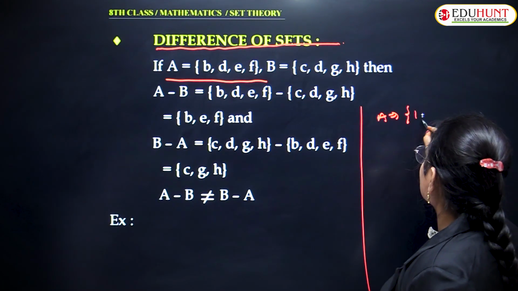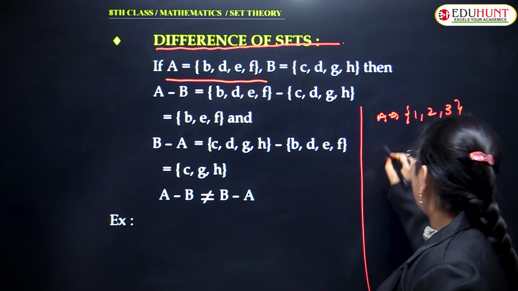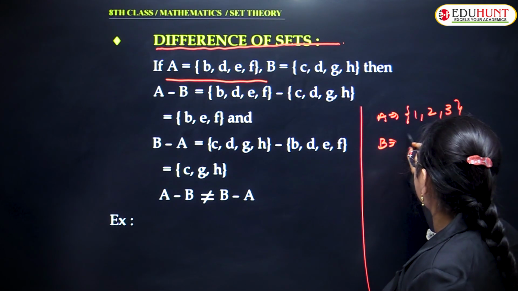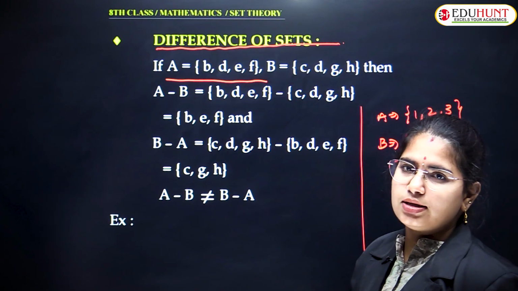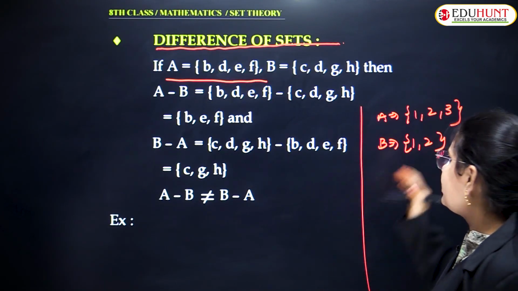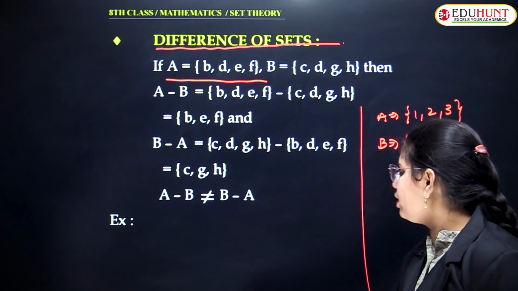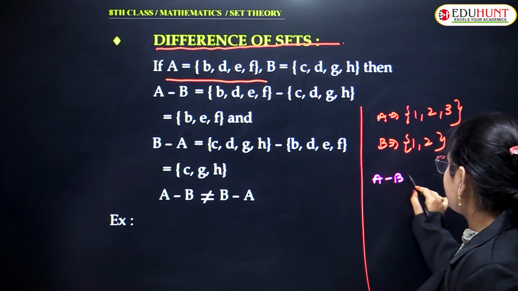A is equal to, suppose, {1, 2, 3}. B is equal to {1, 2}. So suppose you are doing A minus B.